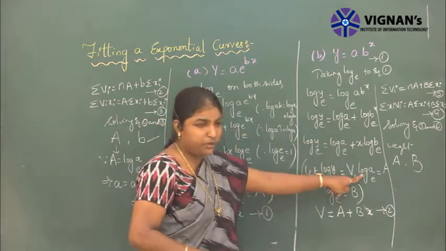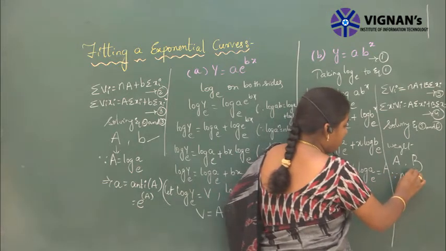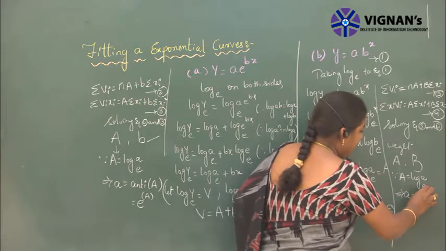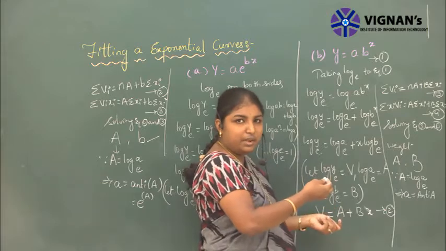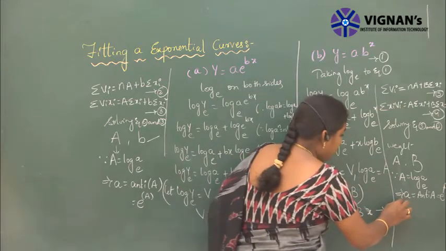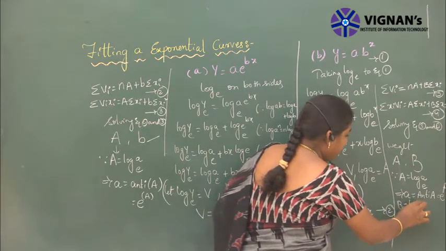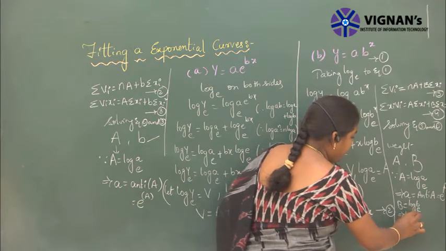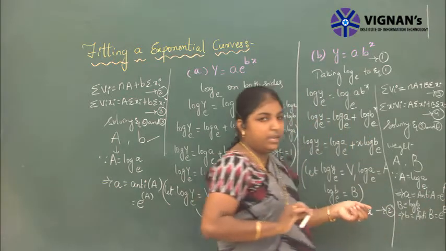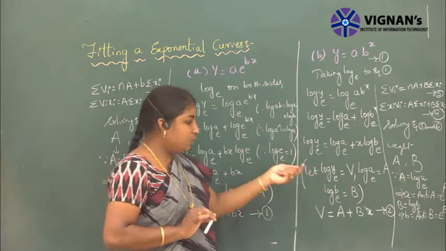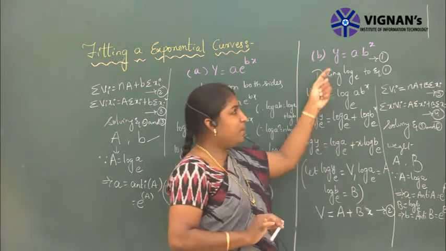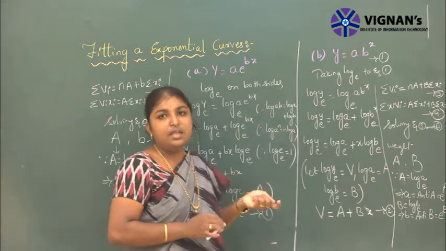Using this substitution, since we know that capital A is equal to log small a base c, this implies small a equals anti-log of capital A, which can also be written as e to the power of capital A. Similarly for b: capital B is log b base c, so b is anti-log of capital B, which is e to the power of capital B. Using these two values, we substitute in equation 1, fitting a power curve y equal to a b power x for the given data.